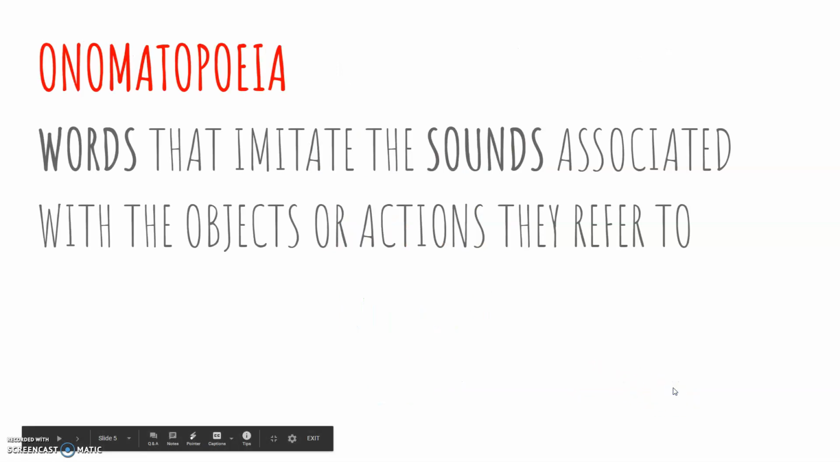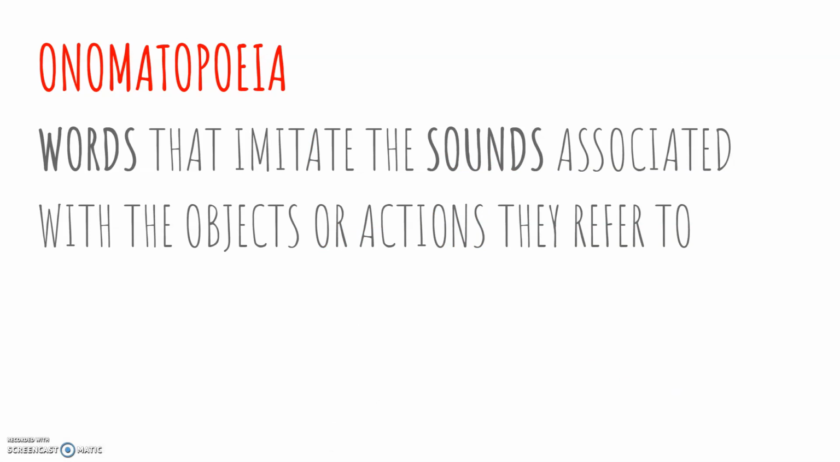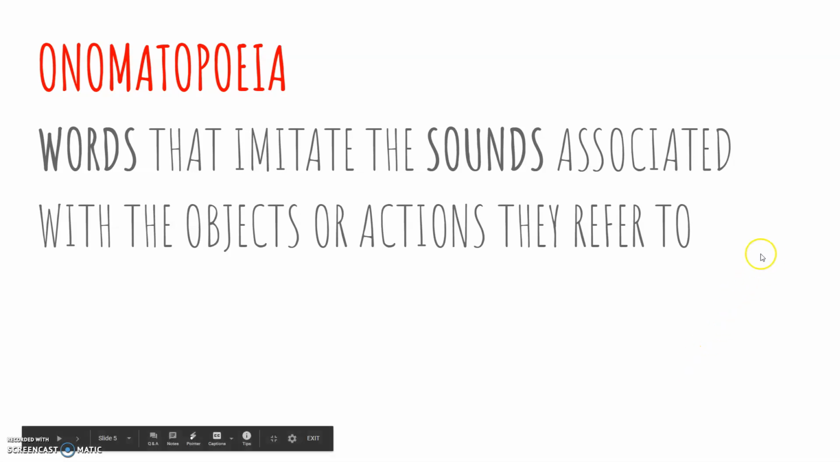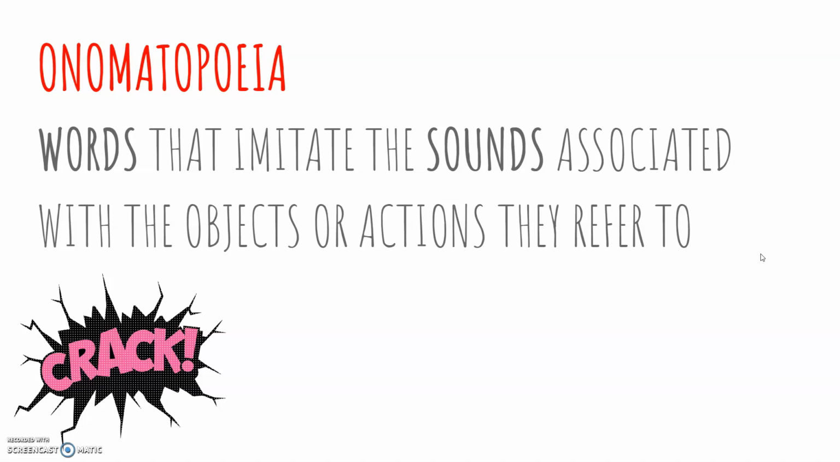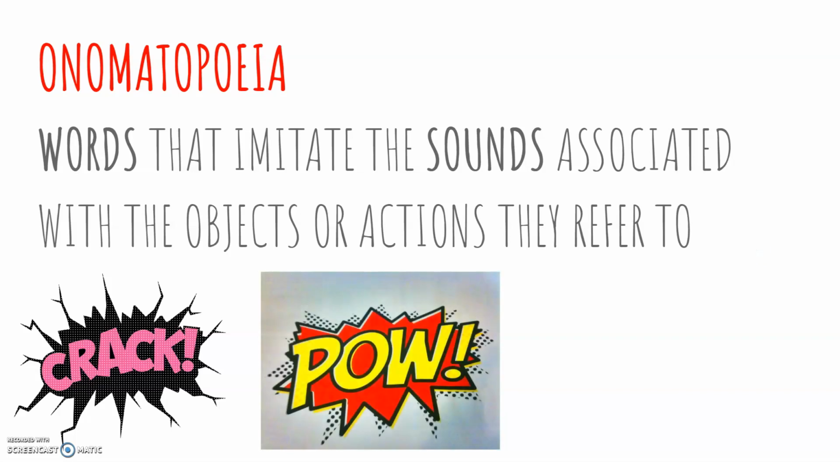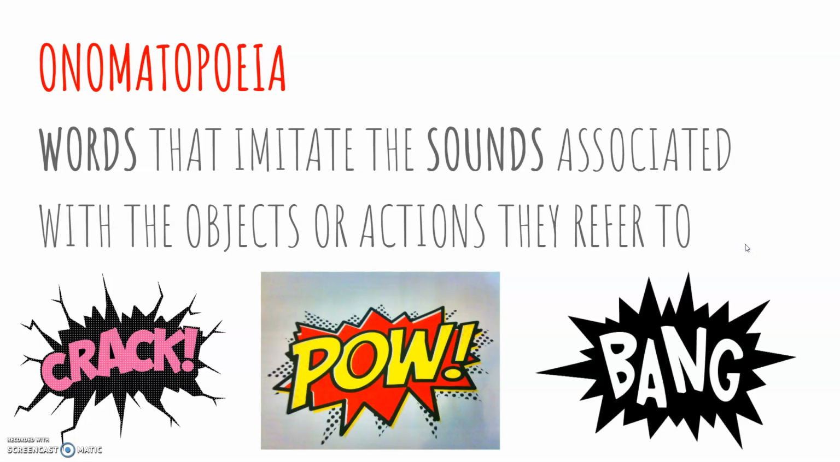So onomatopoeia. Words that imitate the sounds associated with the objects or actions they refer to. So these are words that sound like what they mean. For example, crack. If you say crack, it sounds like the wall is cracking. If you say pow, if you're punching someone, the sound that it could make when you punch someone is pow. And bang. If you bang on a pot, it kind of sounds like the word bang.